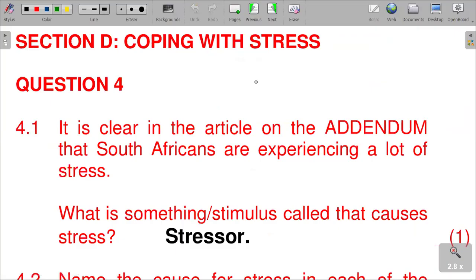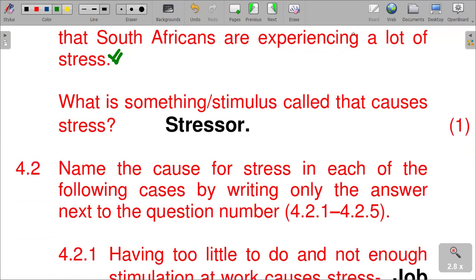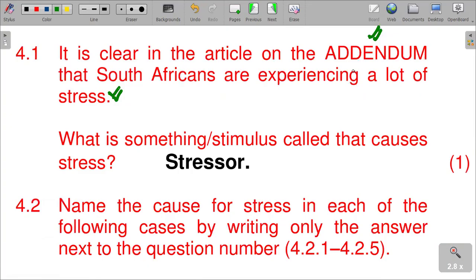Section D, coping with stress, is the last part of the paper. It is clear in the article on the addendum that South Africans are experiencing a lot of stress. So I'm saying, for revision's sake, I didn't attach the addendum there, but I'm just relating to the questions and then trying to answer them and apply the relevant answers as they are.